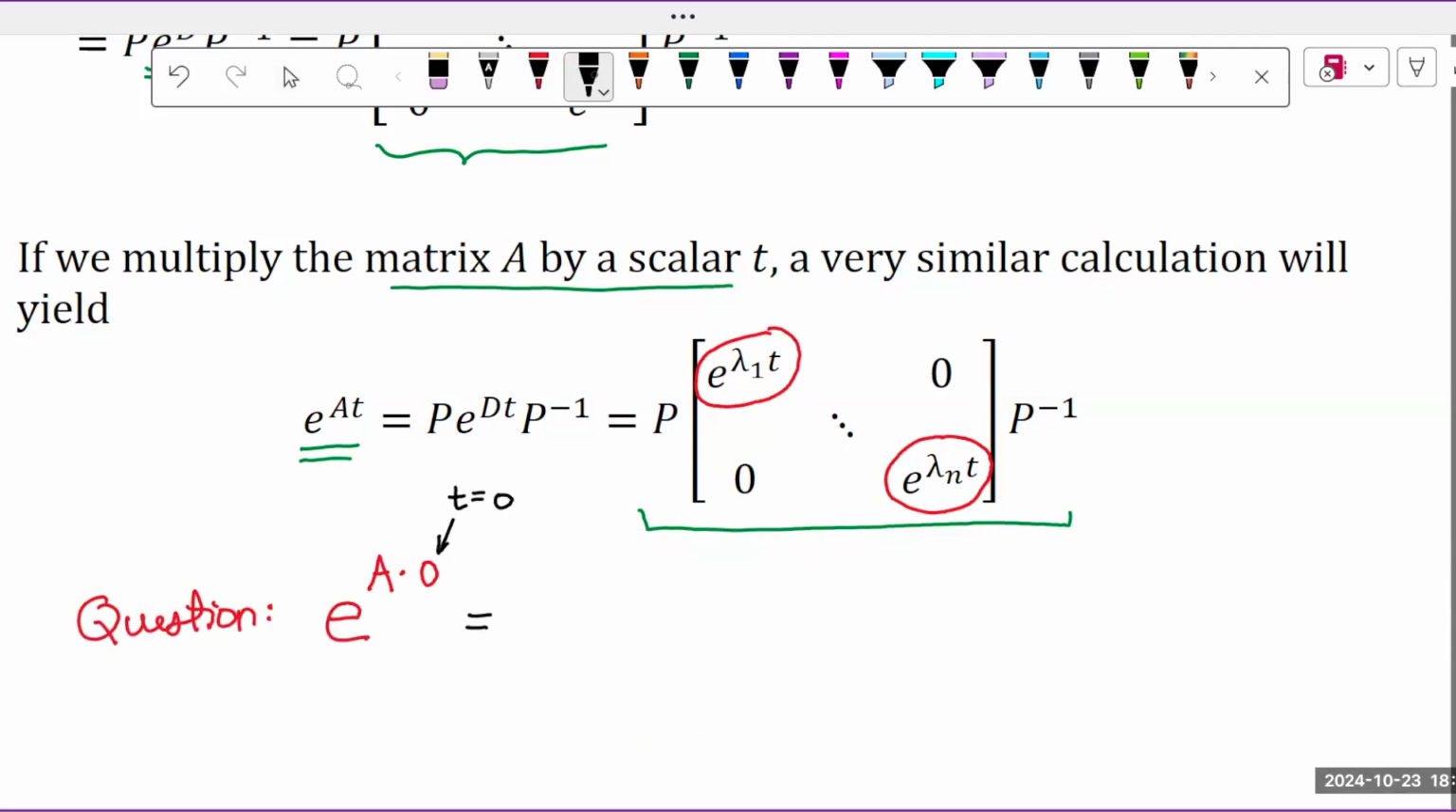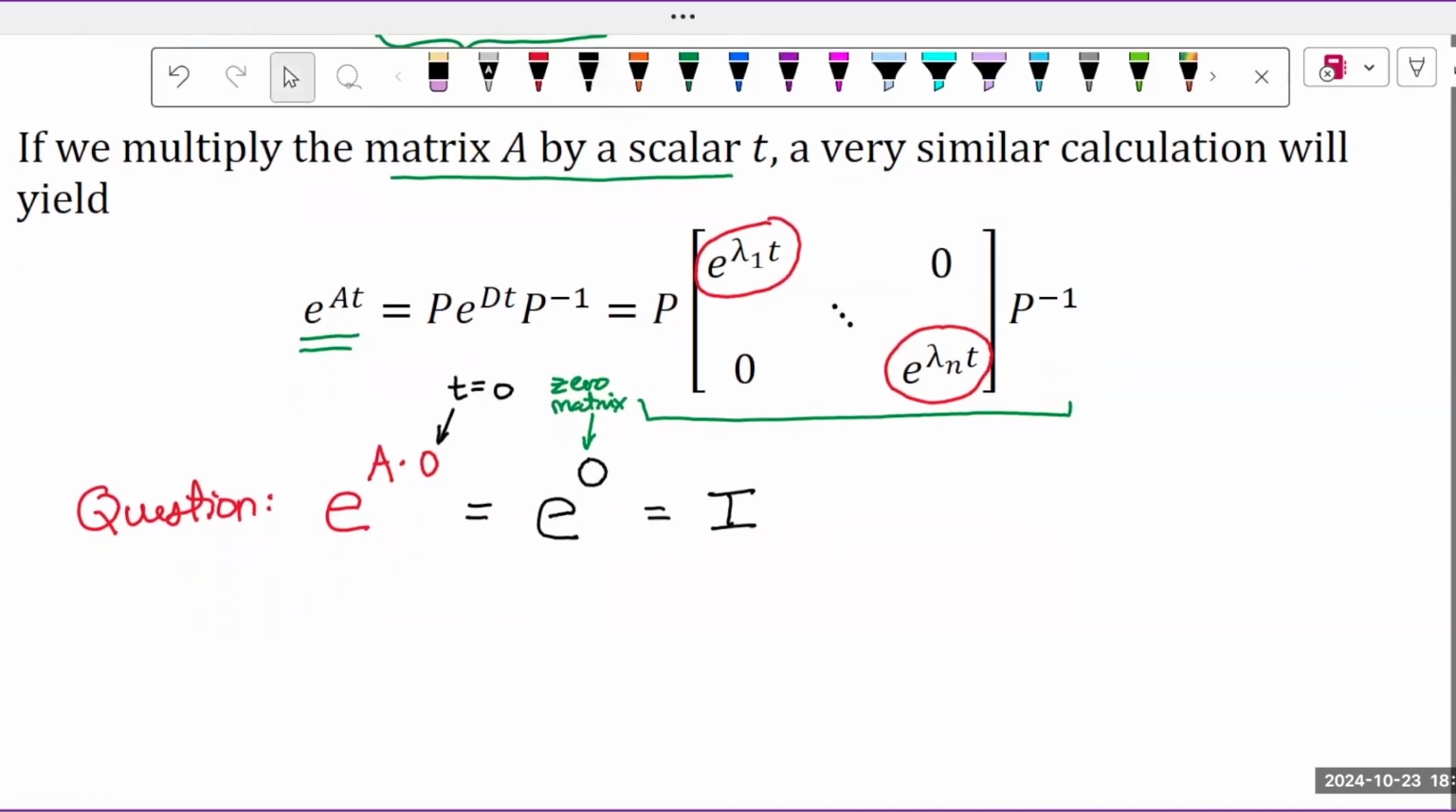Well, first of all, a matrix A times 0 is going to be 0 itself. So that will result in a 0 matrix. So this gives us e to the 0, where this is the 0 matrix. And my claim is that this is simply the identity. Did you come up with that answer? How would you know that?